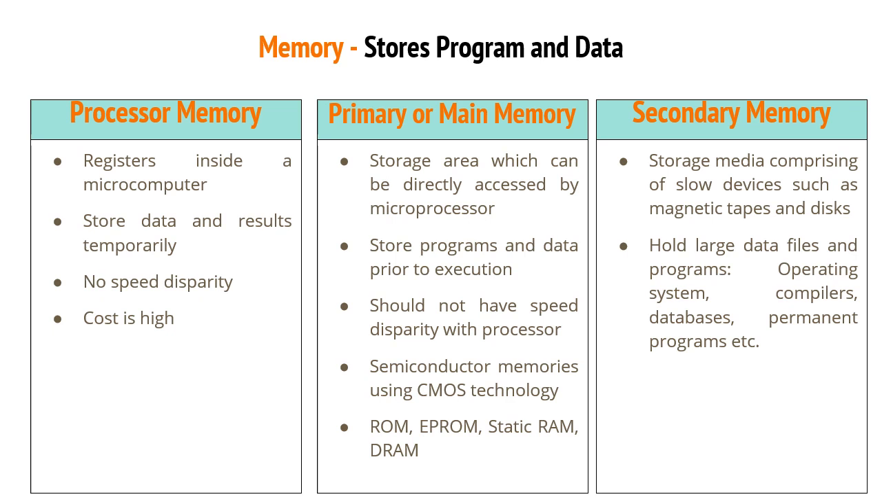The last category is the secondary memory. The secondary memory is the storage media which consists of slow devices such as magnetic tapes and disks. This is used for storing large data files and programs such as the operating system, the compilers, the databases, the permanent programs, etc.